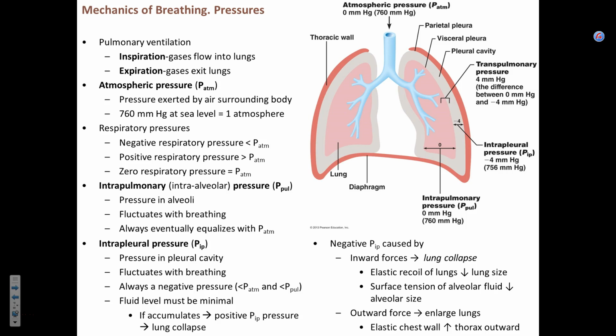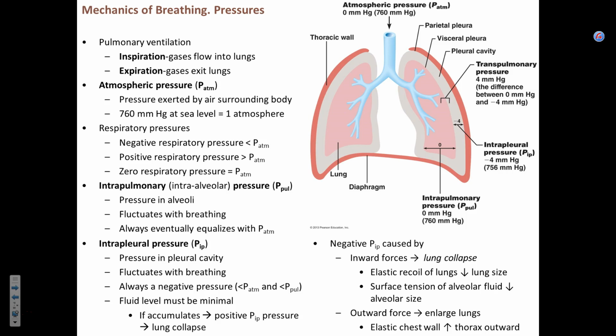Right now, what is the pressure inside the lungs compared to the pressure in the room? Equal. The same, right? Do you understand?